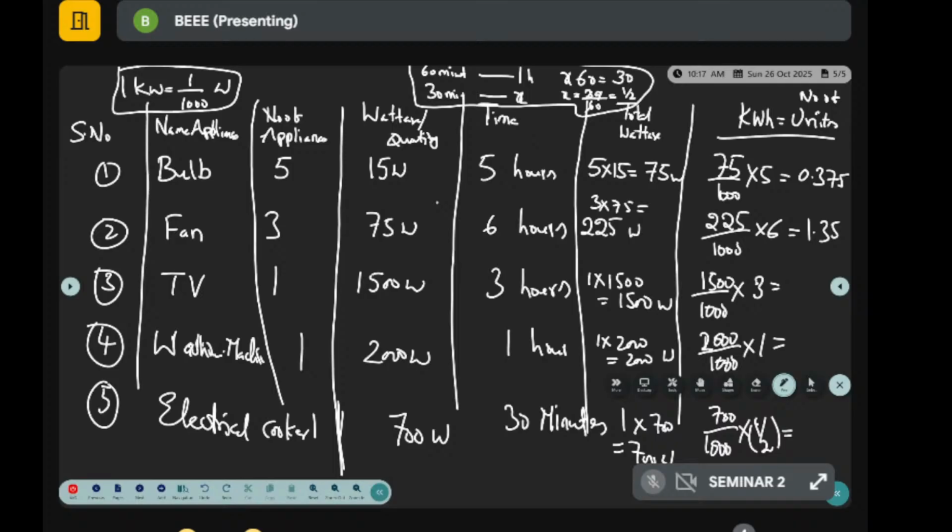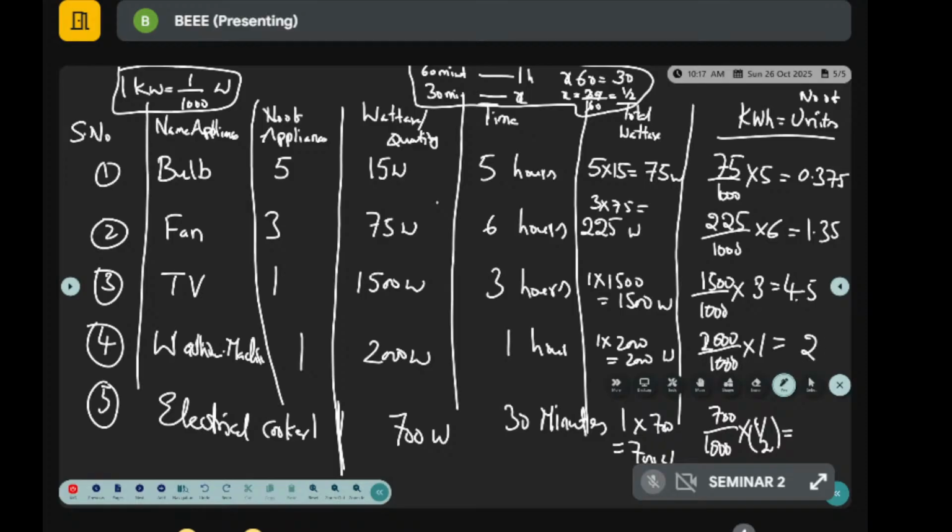Okay, right. So 1500 divided by 1000 into 3 is 4.5 units, or 4.5 kilowatt hours. Okay, right. This is 2000 by 1000 into 1. How much? 2.